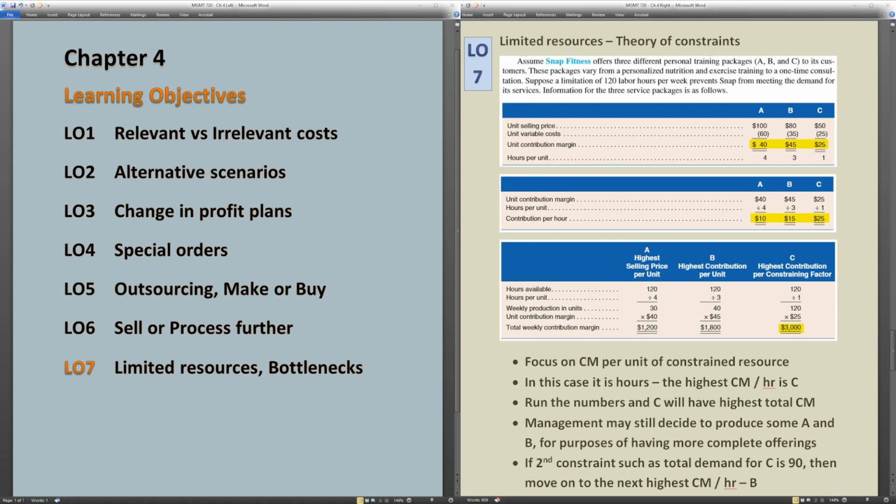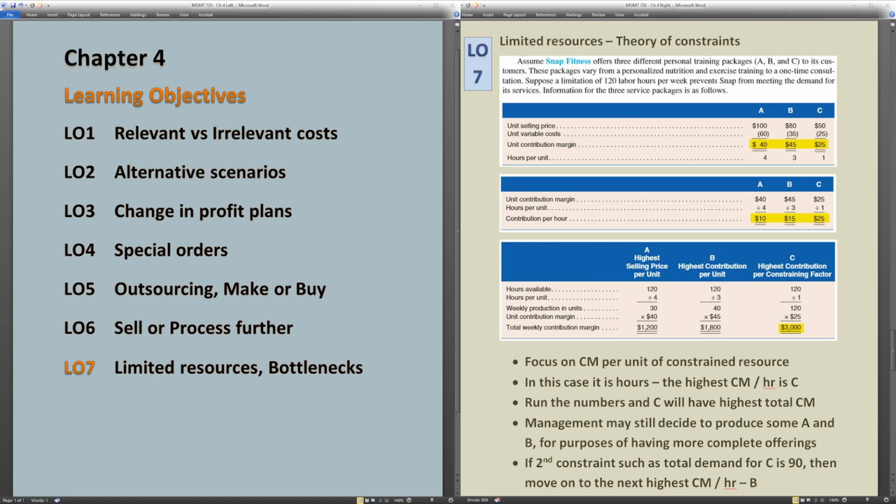We've got some sort of thing that we're making. They're called personal training packages, but just call them three different products A, B, and C, because trying to do some of these explanations with services is not as straightforward, or doesn't seem as understandable, as if we just talked about making a product. So let's consider A, B, and C as three different products, and suppose that there's some machine in the workshop where you can only have 120 labor hours per week.